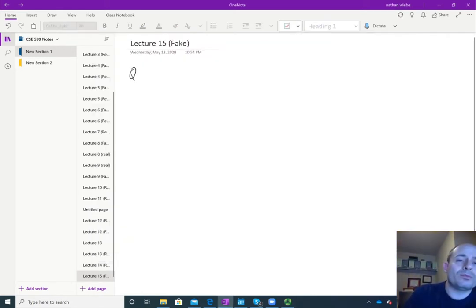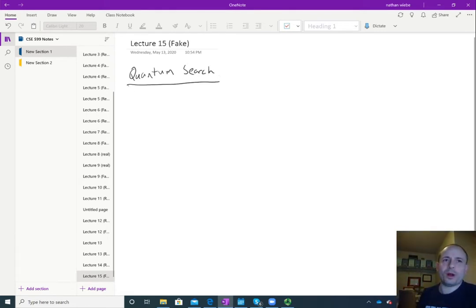So, quantum search. Let's take a look at the classical search problem from the perspective of query complexity. The way we can view the search problem is that we want to look for a particular set of bit strings. For example, let's assume we have a function f, which we can view as an oracle or a black box function.